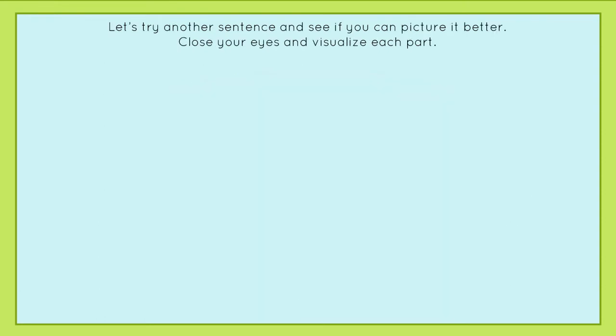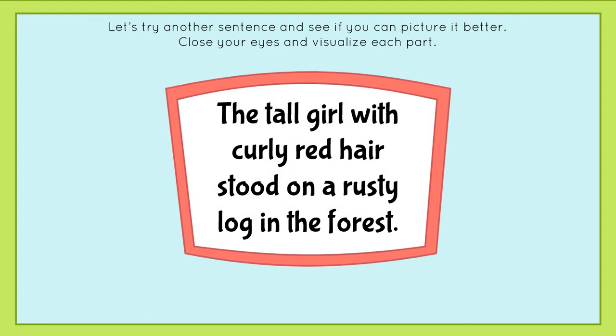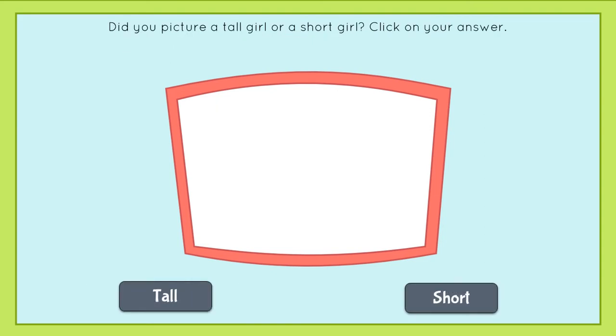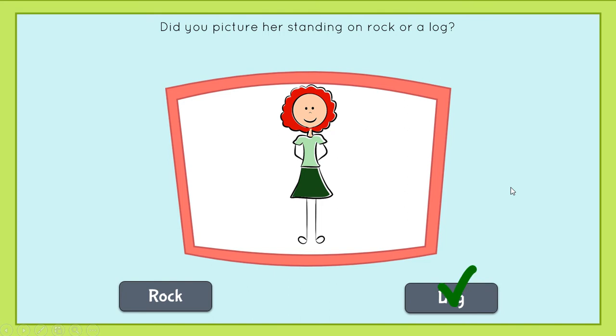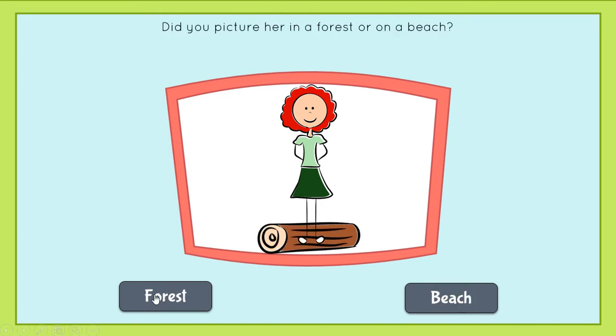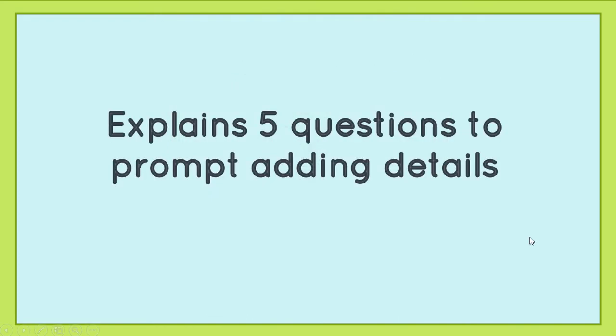So then it gives a more descriptive sentence, and you have them close their eyes and try to visualize each part. The tall girl with curly red hair stood on a rusty log in the forest. So they try to picture this, and then they're asked a few questions to see if, based on the description, they can remember a little more of what was happening in the sentence. So we'll answer a few questions. Remember, she's standing on a log, she's in the forest. So that kind of helps them see details, and can make something more interesting to read.